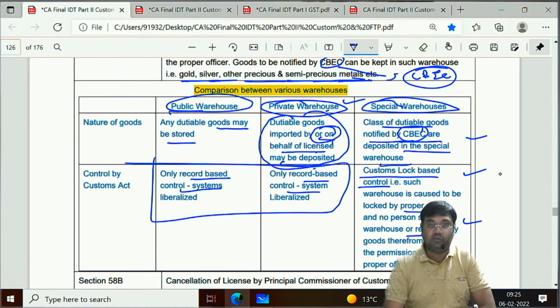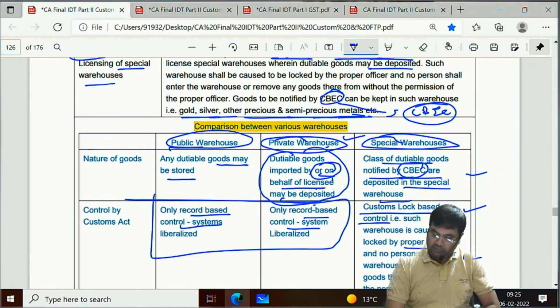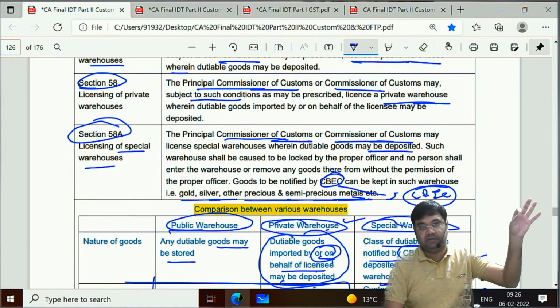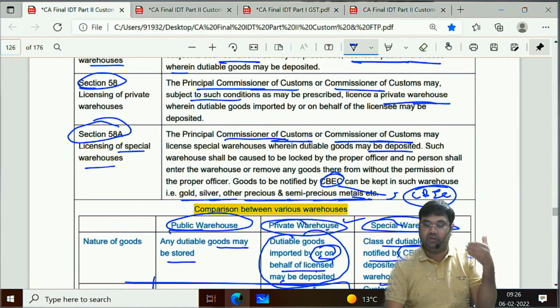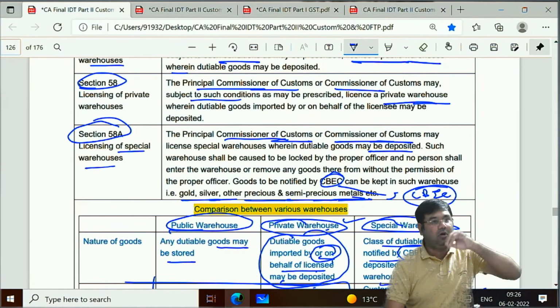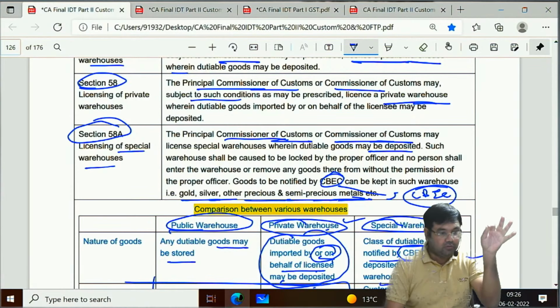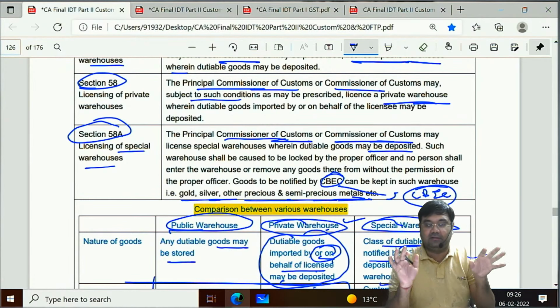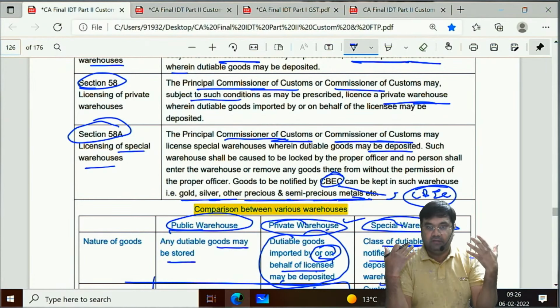Here custom is also going to have physical control. So public warehouse, private warehouse, special warehouses. Okay, so 3 type of warehouses. And who is going to give the permission? Principal commissioner of custom or commissioner. Of course, they are going to put the condition also. They are just not going to say, okay, permission granted. They are going to say, okay, you need to give this report, this is the area, etc. Everything they are going to put at the time of granting license.